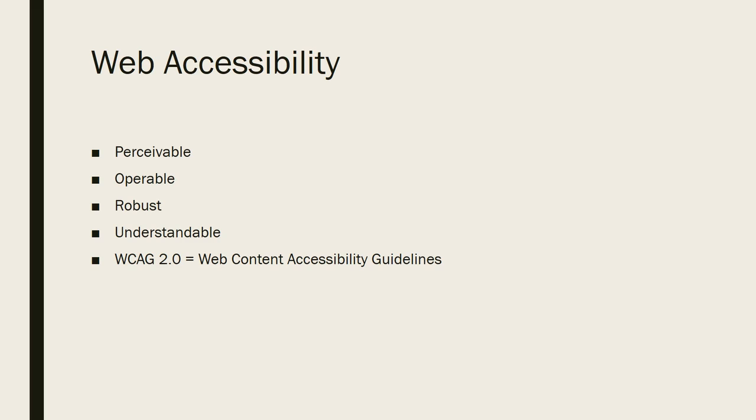Next is operable. Operable is how easy it is to use your web application. Can it be done fully by keyboard without a mouse, in case a person doesn't have hands, so they can use special tools to type on the keyboard to access the web application? That is an example of operable.